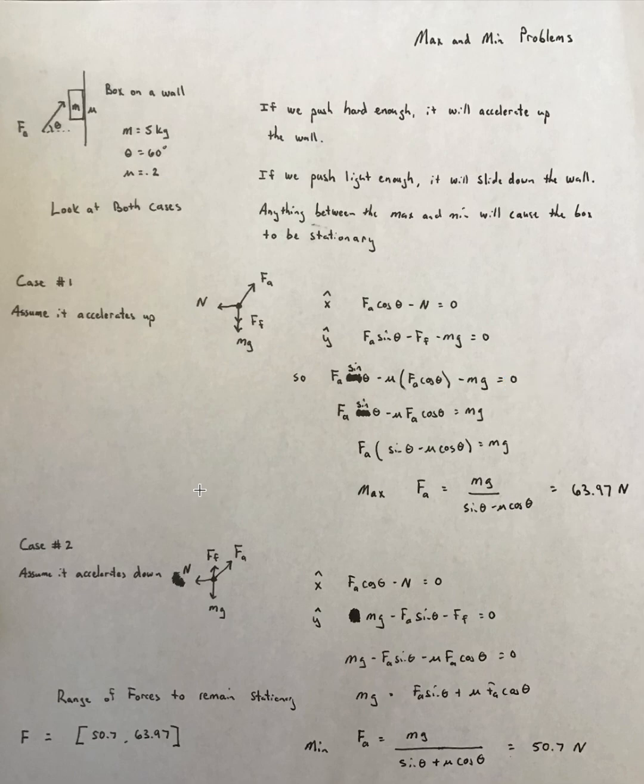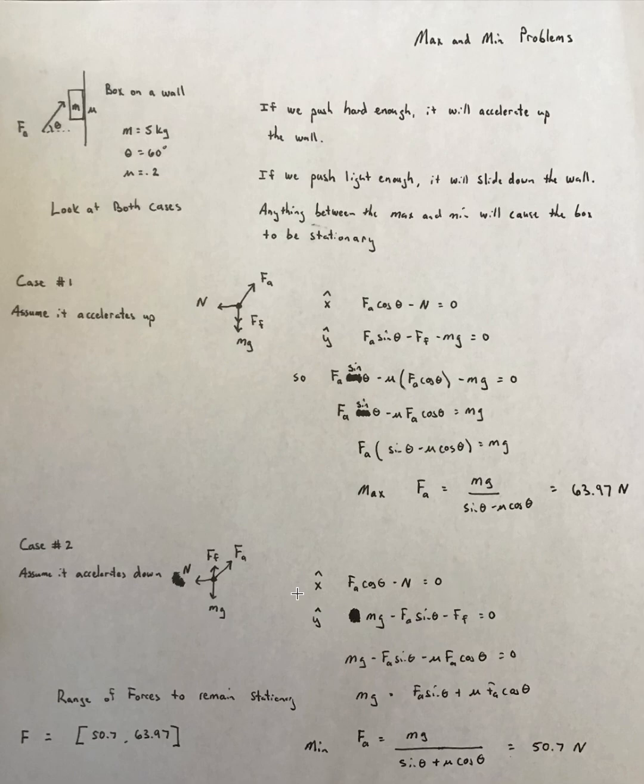Okay, so now let's look at case number 2. Let's assume that we're not pushing even hard enough to keep the box stationary, and it's actually going to slide down the wall. So this is case 2. The normal force is still left. Now friction is up. We're still pushing up and right, and then gravity is down. So we get the same idea: Fa cosine theta minus N equals 0 for horizontal.